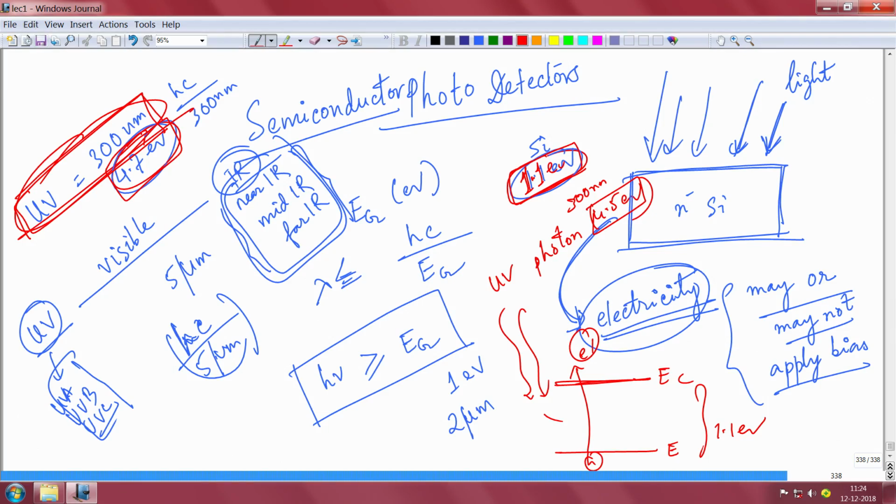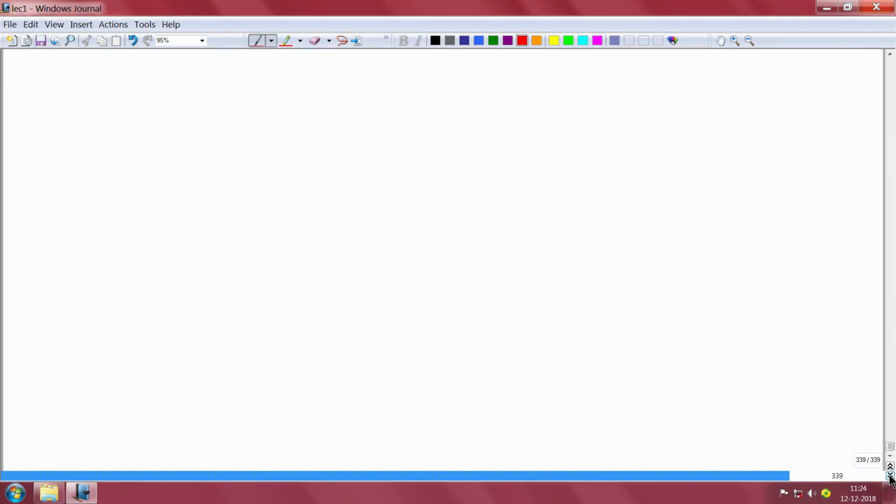Now before we go into the working of photo detector devices, we will start by understanding the important figures of merit of a photo detector. What are the important parameters or metrics which will decide what kind of photo detector it is, or how good or bad a photo detector is. Just like in a solar cell you had open circuit voltage, short circuit current, fill factor, efficiency, similarly in photo detectors you have certain things.